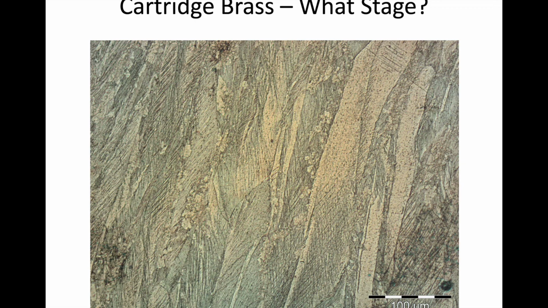Here's another one. This is, again, rolling. You can see the rolling direction, these really long grains. But I showed this because this is a really high magnification on light microscope, and you can see these little grains. It's a really nice image because you can start to see the new grains forming. So this is right at the beginning of recrystallization.